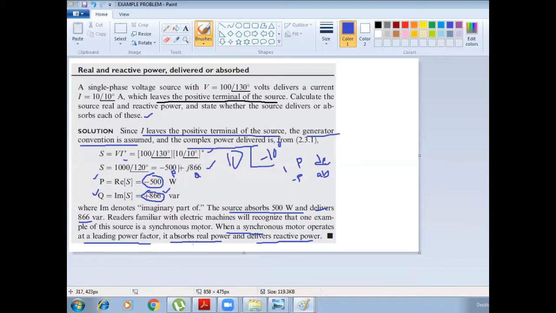At that condition, that synchronous motor will absorb the real power and deliver the reactive power. So this is used in most of the problems. This is the example problem of whether a particular circuit element delivers or absorbs the real and reactive power. This is the case where we use a source, which leaves the positive terminal of the source. You can take it as a load for the same problem, then you can estimate the real and reactive power, and whether it delivers or absorbs these powers.